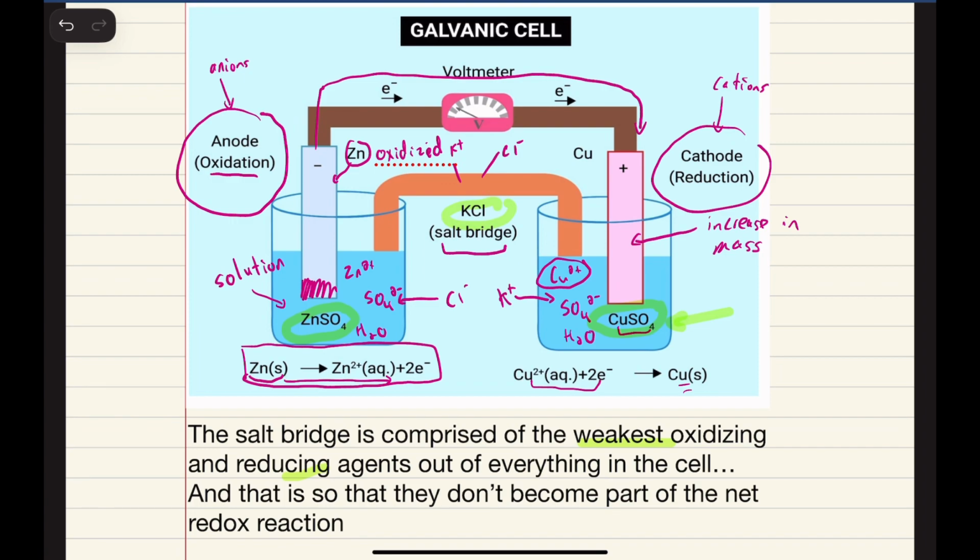Now, we have a solution that has the weakest oxidizing and reducing agents, in this case, KCl. So we look at Cl- and K+, those are the weakest reducing agents and oxidizing agents. The weakest reducing agents and oxidizing agents are going to be where the salt bridge is. And that's because, remember, its job is just to neutralize the overall charge of the cell. It is not to be part of the net redox reaction. So if you have agents inside the salt bridge solution that are not the weakest reducing agents or oxidizing agents, then they're going to be part of the net redox reaction. So the weakest oxidizing agents and weakest reducing agents are going to be in the salt bridge here.